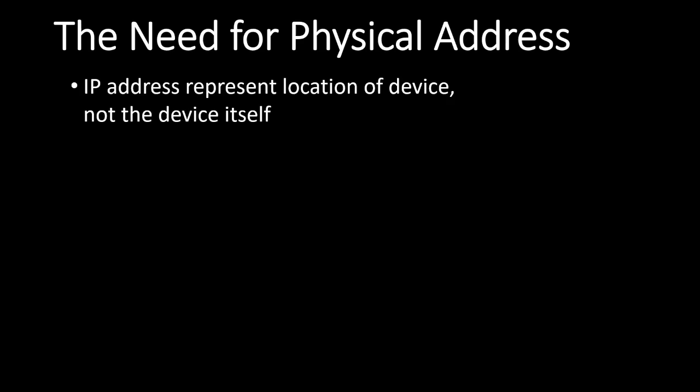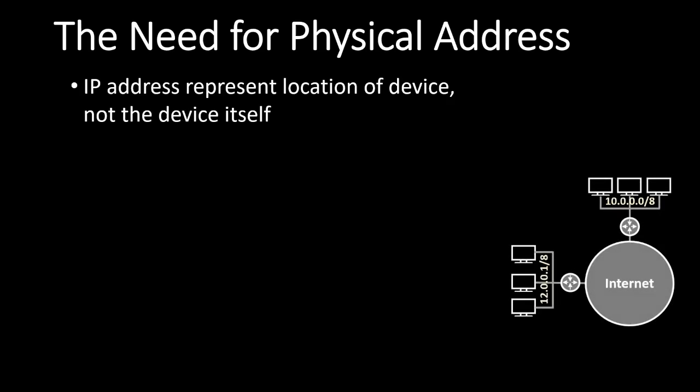Let's start by talking about the need for physical address. IP address represents location for device, not the device itself. So for example here, we have these two networks, 10 and 12. If device IP address starts by 10, we know it is in this location, and if device IP address starts by 12, we know it is in this location. Somehow, IP address represents the location, not the device itself.